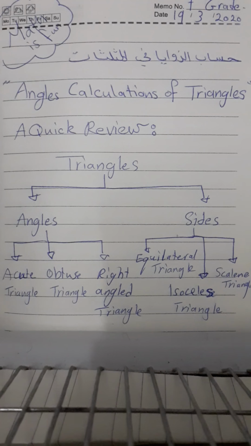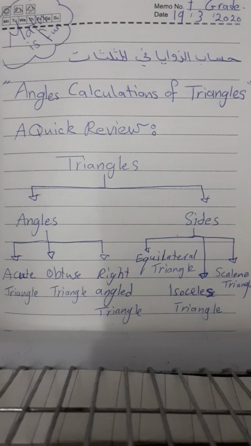Types of triangles by angles are acute triangle, which is a triangle that has three angles with a measurement less than 90 degrees.